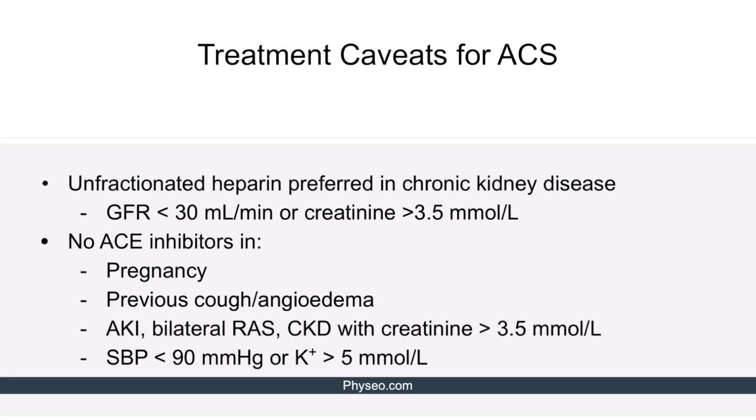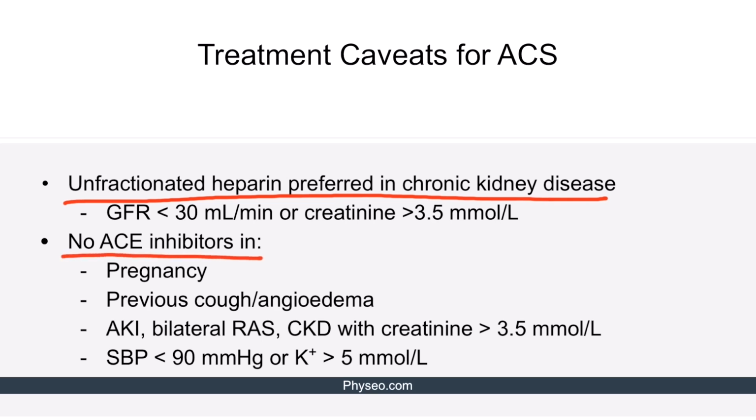There are a few treatment caveats and contraindications to keep in mind in the management of ischemic heart disease. These include the fact that unfractionated heparin is preferred in the setting of advanced chronic kidney disease, defined as a GFR less than 30 or creatinine greater than 3.5.